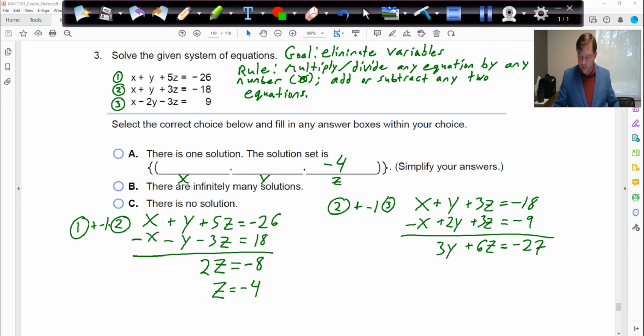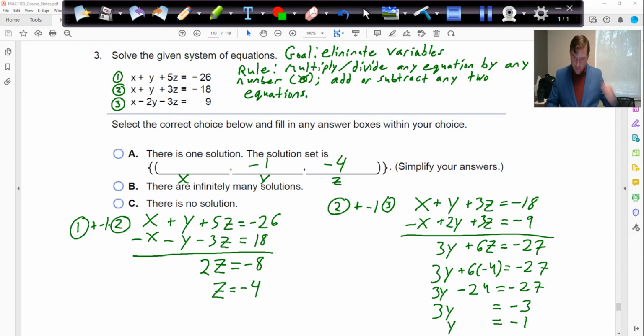We know that z is really negative 4. So this is 3y plus 6 times negative 4 equals minus 27. This is 3y minus 24 equals minus 27. Add 24 to both sides. 3y would equal minus 3. Divide both sides by 3. Y is negative 1.